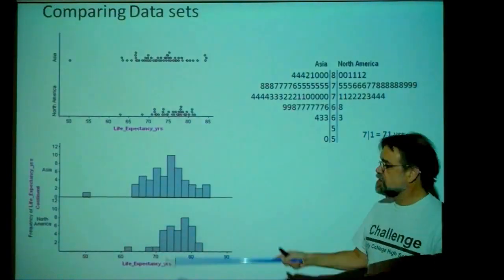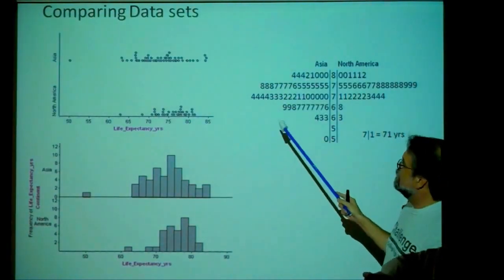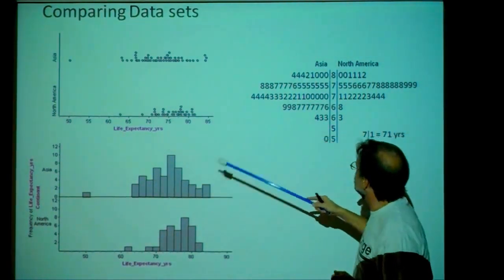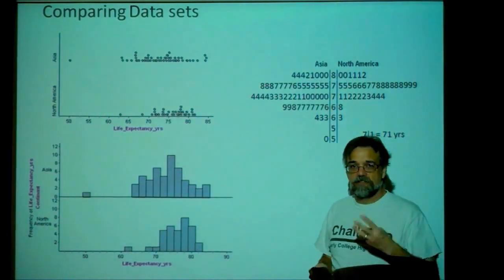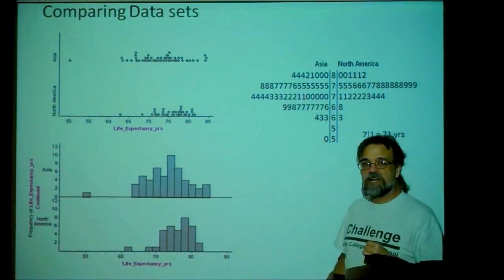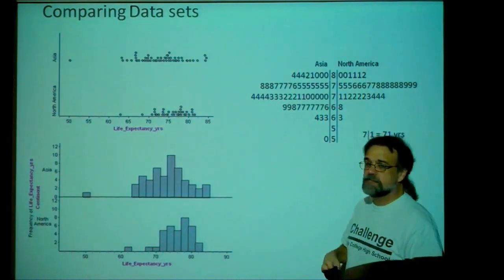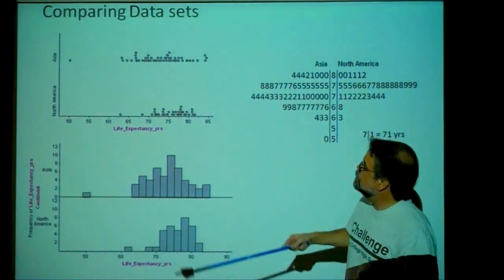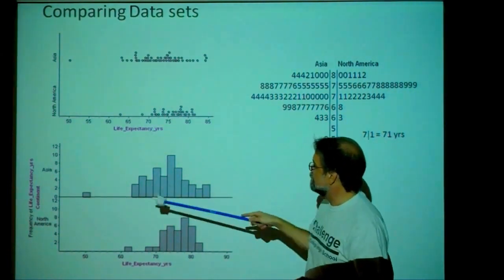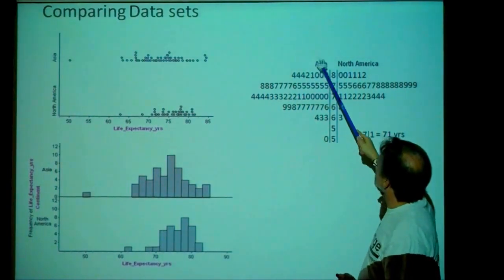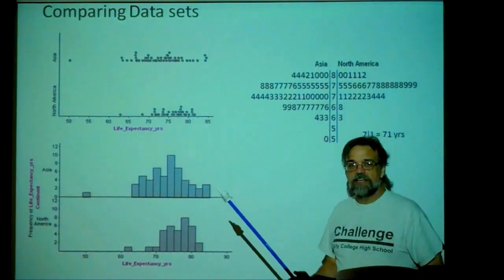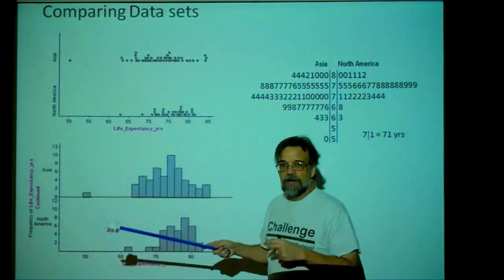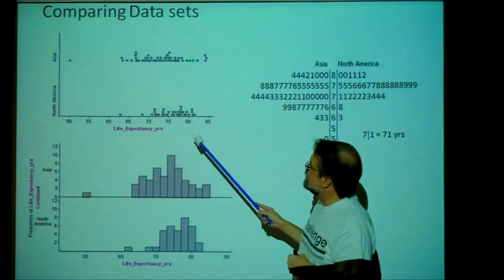Now, this is the life expectancy data again, and I'm looking at dot plots, histograms, and stem plots, these 3 different ways of displaying data. Except this time I've taken our life expectancy data and I've split it up. I'm just looking at a subset, actually 2 subsets of the data. I'm looking at Asia and North America. And in each plot, I've split them apart. And each time, I've kept the same scale for both data sets.